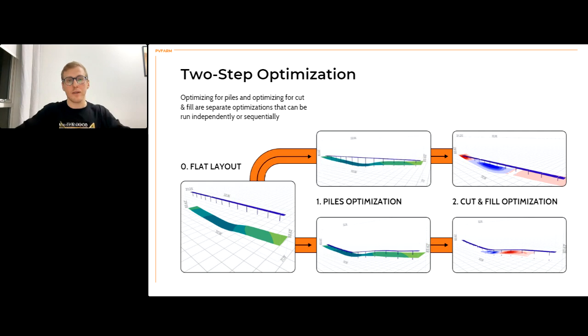So yeah, and then another consideration we took into account is two-step optimization. We actually separated optimizing for piles and optimizing for grading, because those are basically separate optimizations and they can be run independently. So sometimes you basically just have a final grade, or maybe you have an existing grade and you don't want to do any grading, but you still want a solution which will have the most efficient piles in terms of lengths. And so this is why you would probably run just a piles optimization. And I want to explain what it means.